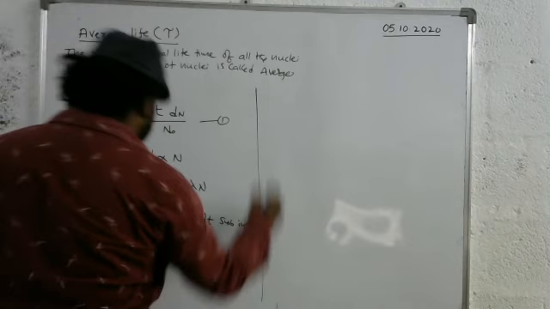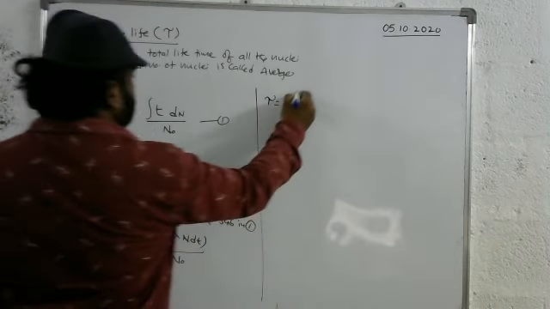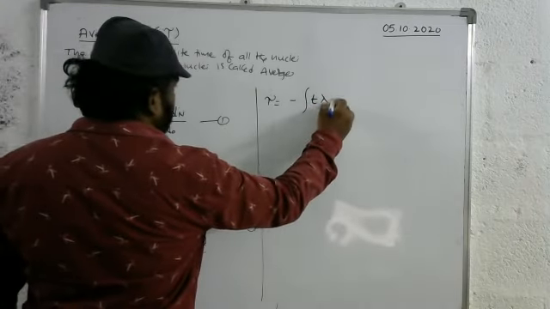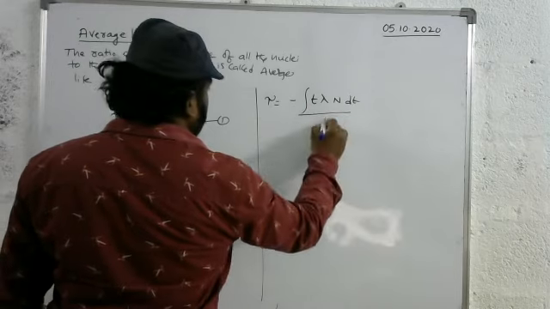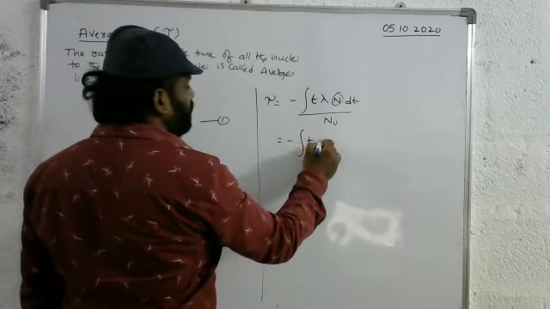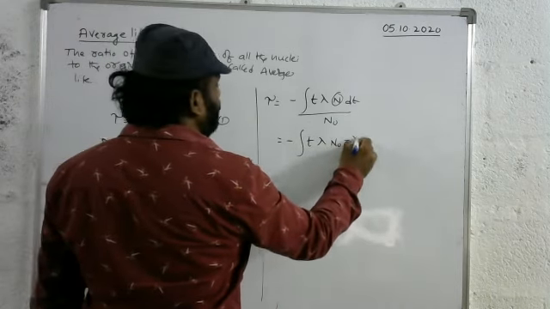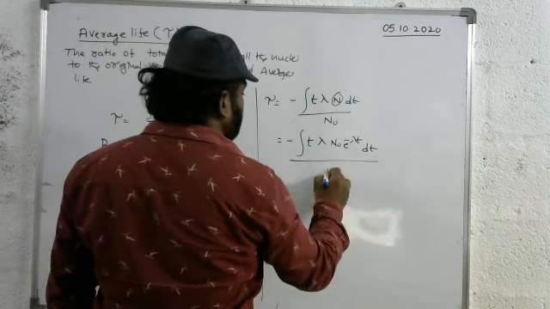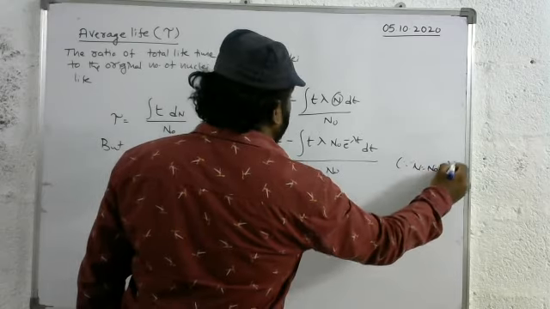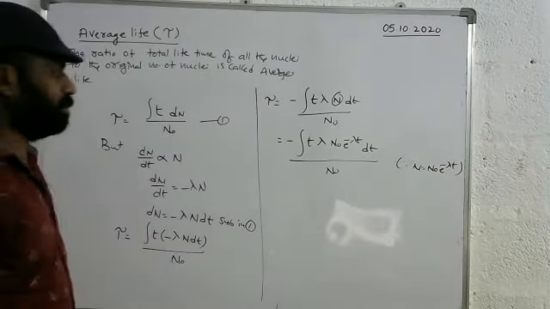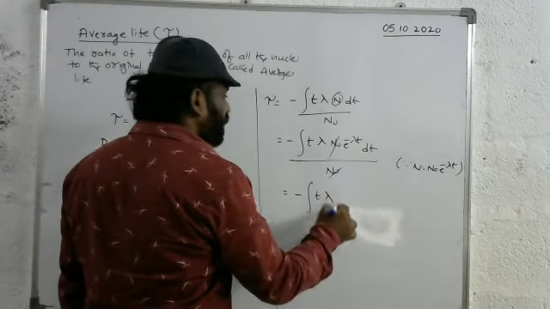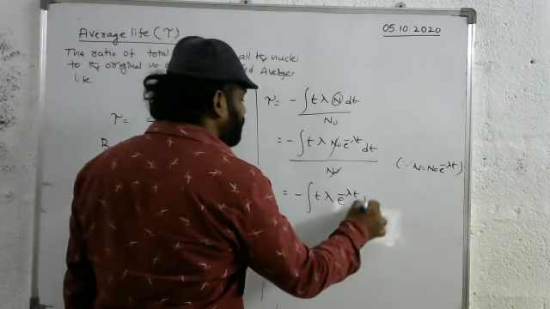Next, tau is equal to minus integral t lambda N dt by N naught. Substitute the value of N here: minus integral t lambda N, where N equals N naught e power minus lambda t, into dt by N naught. By cancelling, we have minus t lambda e power minus lambda t dt.